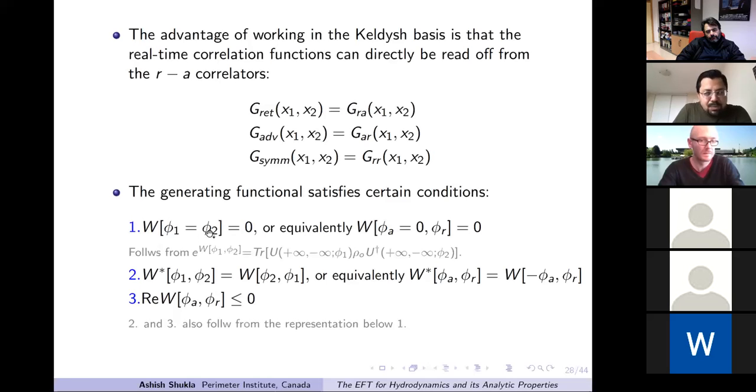It simply follows from the representation of this generating functional as a trace over U, where U is the time evolution operator in the presence of sources phi 1, times the density matrix rho naught, times U dagger in the presence of the sources phi 2. So if we use this representation of the generating functional, deriving these properties is pretty straightforward. Similarly, I can also talk about the complex conjugation property of this generating functional, and it turns out that W star of phi 1 and phi 2 should be equal to W of phi 2, phi 1. And the real part of W should be less than or equal to 0. All of these properties can be derived from this representation, which I'm not going to do. I'm just going to state them.